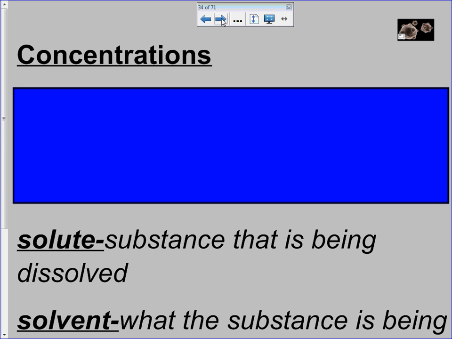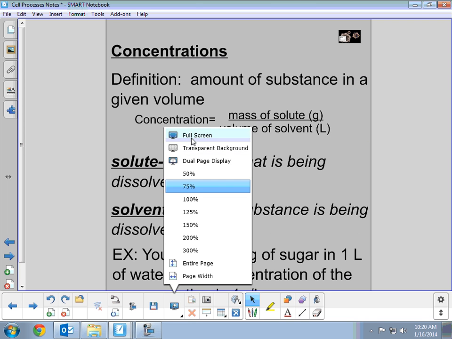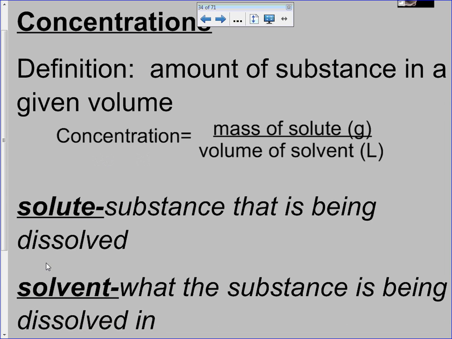And to understand diffusion, you really have to understand concentrations. A concentration is the amount of substance in a given volume, and you calculate it by taking the mass of the solute divided by the volume of the solvent. Mass, remember we learned our units, is measured in grams, and volume is measured in liters. The solute is the substance that is being dissolved, and the solvent is what the substance is being dissolved in.